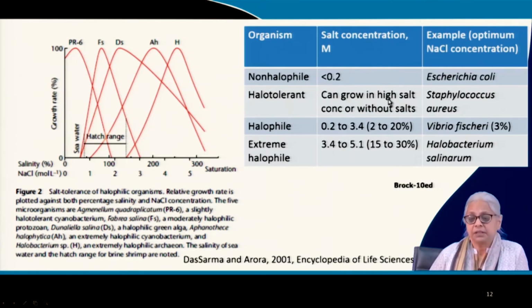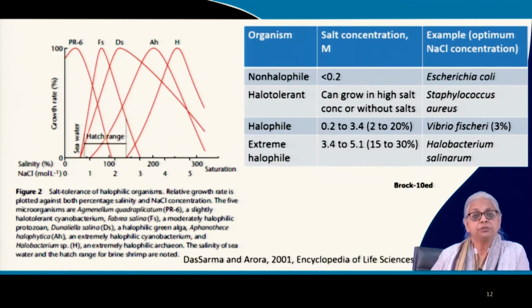Halotolerant bacteria are the ones that can grow in high salt concentration or without salt. So that is Staphylococcus aureus. Halophilic bacteria are the ones that can withstand seawater concentrations, which is 2 to 20%. Seawater is 3.5%. So these halophilic bacteria are likely to be found in marine environments. So you have Vibrio fischeri and so many other types of Vibrio species.